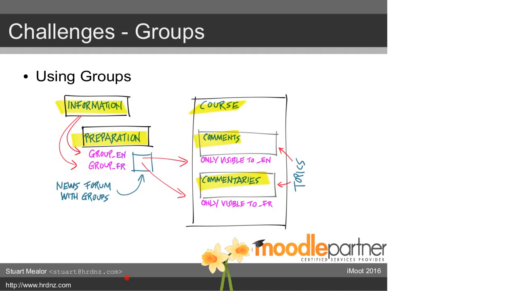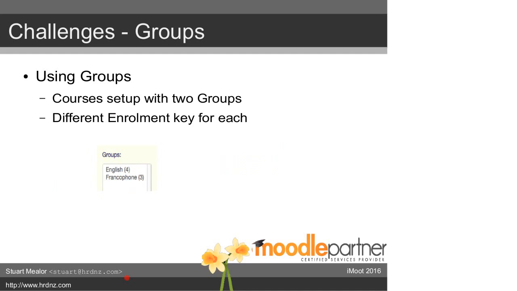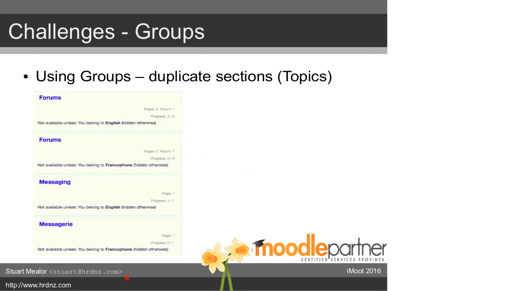So if you've used groups, I'm going to explain that a little bit. Each group has an enrollment key. And that then means that when we look at the course, we actually have forums and messaging and messagerie. So we have each topic repeated twice. The first one available only to English, the second one available only to French, Francophone.